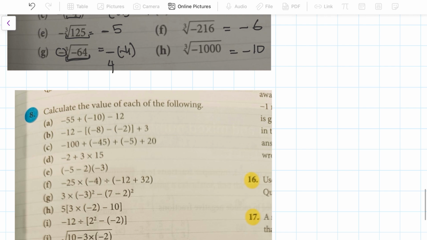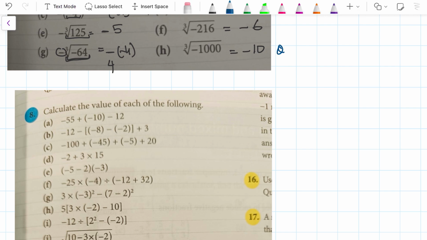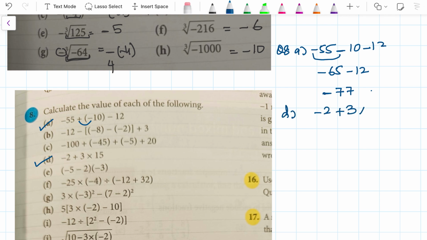Let's look at question number 8. Plus minus is a minus. Minus minus is a plus. Minus 77. You write the sign of the bigger number, which is minus 65. Let's discuss D part. The rest of the two are pretty much on the same concept. So we use BODMAS. 3 into 5 is 45. 45 minus plus is a minus, but you write the sign of the bigger number. 45 minus 2 is 43.